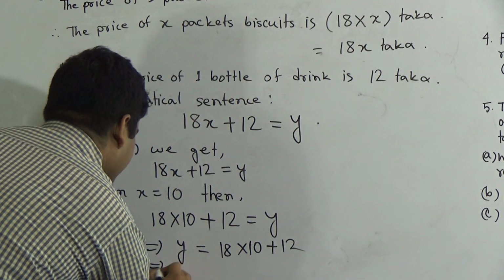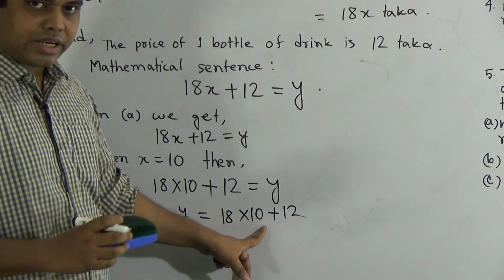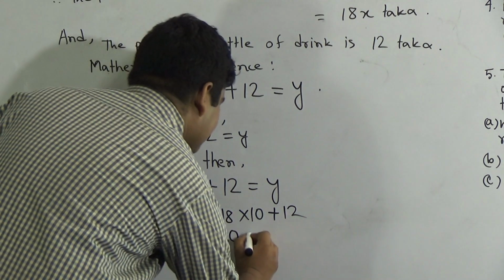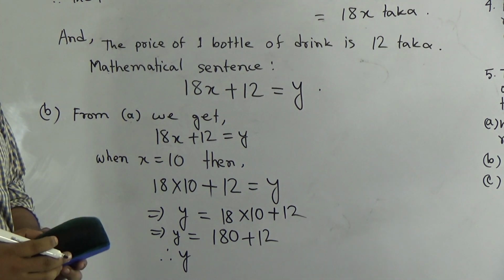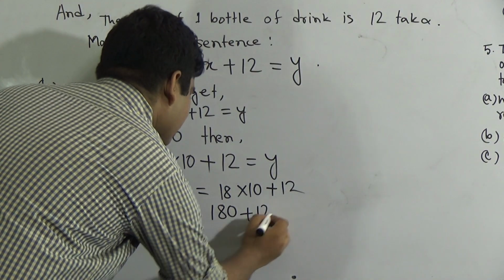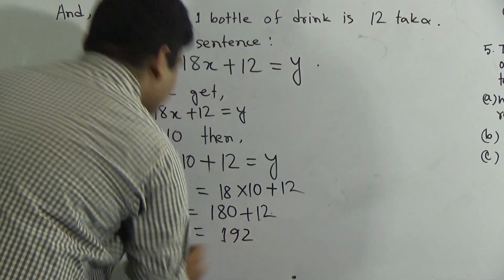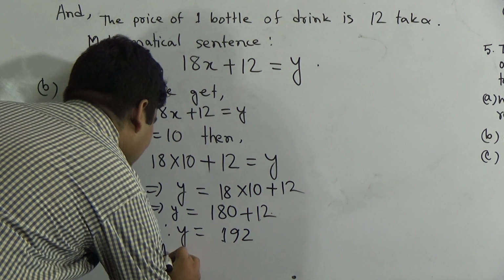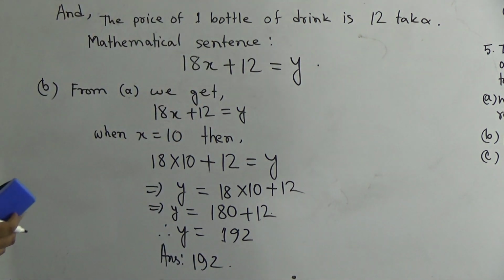After that we write Y equals, at first we multiply 18 with 10 and we get 18 tens are 180. After that we write plus 12. Now here we write the therefore sign, because in this line we get our required answer. That means 2 plus 0 is 2, 1 plus 8 is 9, and 1. So 192 is the answer of this question. So here we write answer: 192. I hope you have understood question B.